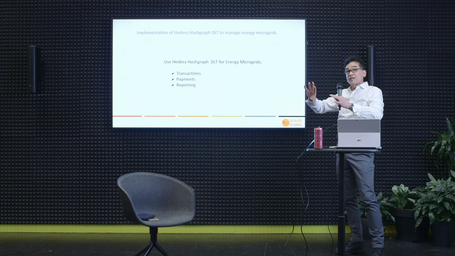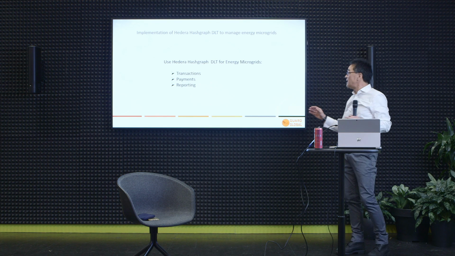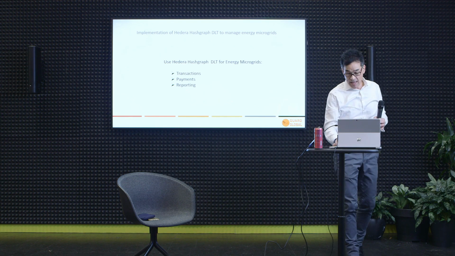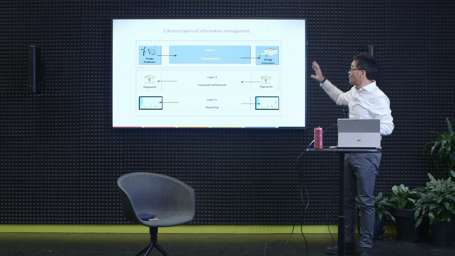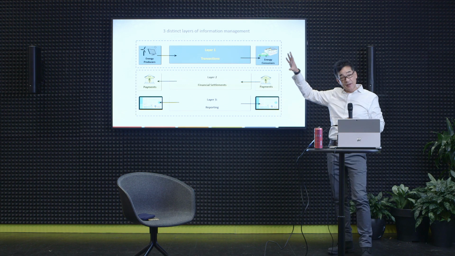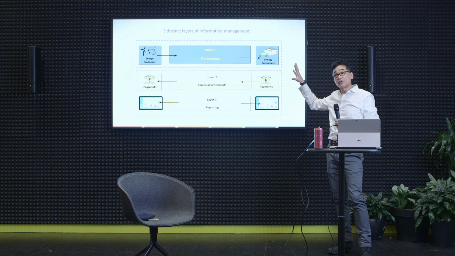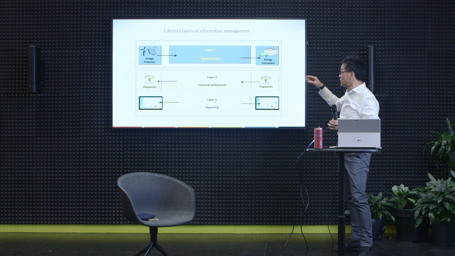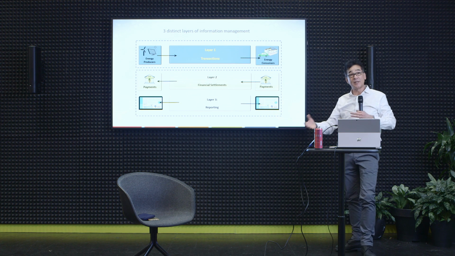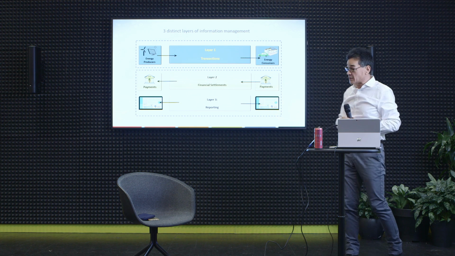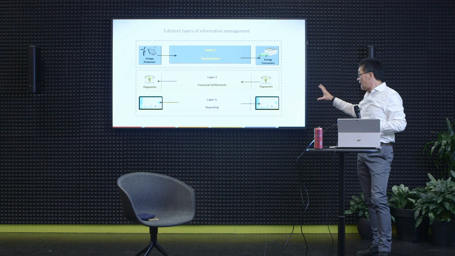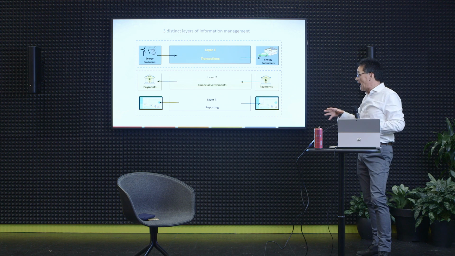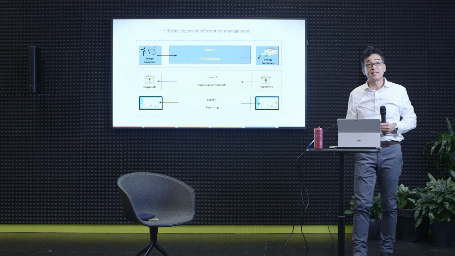So our development is split into three levels. We have transactions, we have payments, and we have reporting. The transaction layer is all of the prosumers and consumers of electricity and the smart contracts that manage the interactions. And then the financial settlements are the payments between the counterparties. And the reporting is to all the stakeholders. There has to be a customized form of reporting, and we do this in structured data, which I'll go into.